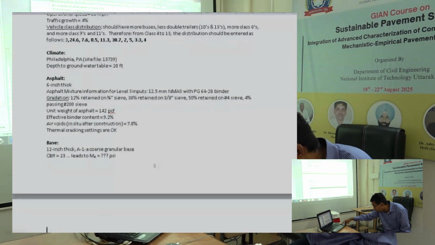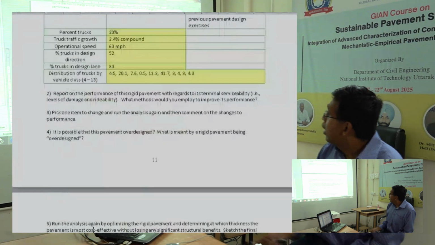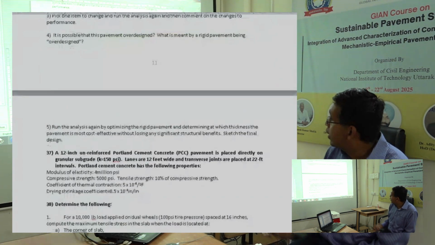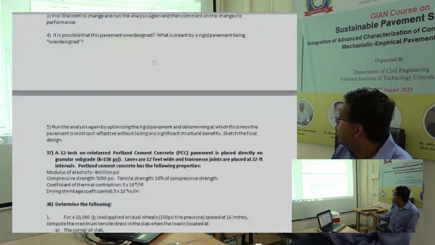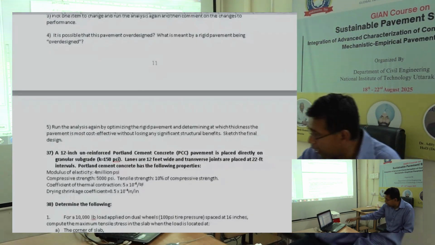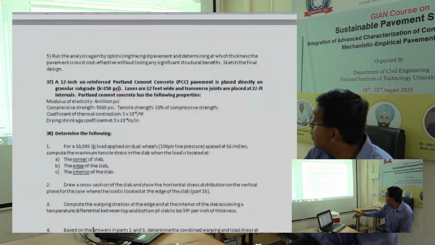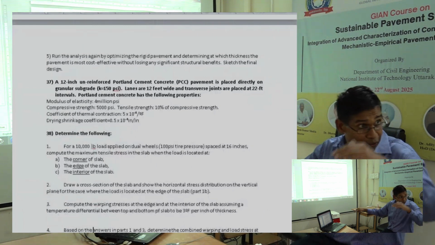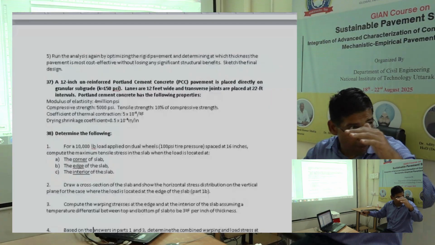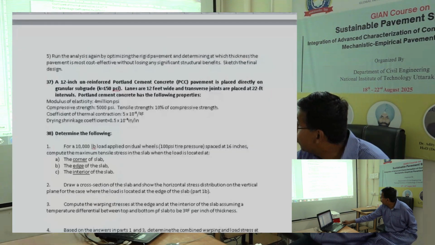There's another one given to you. A 12-inch unreinforced slab is placed directly on a granular subbase. 12 feet wide, and joints are 22 feet apart. And you have these properties, modulus of elasticity. Remember, I went through some equations I covered in the textbook: corner stresses, edge stresses, interior stresses. But the most important thing I make them do is compute the combination of temperature and loading. Remember, nighttime versus daytime, when the tension is maximum, that is very critical. It is very important for me that students understand when the difference is there.